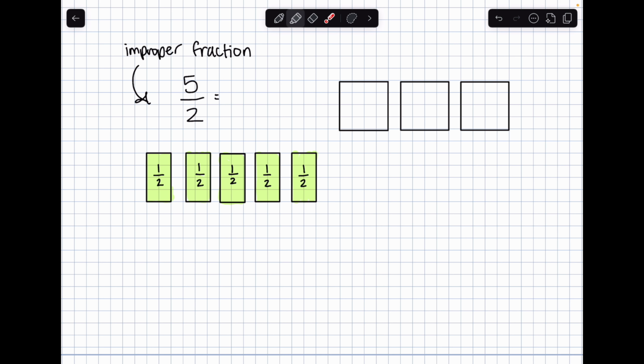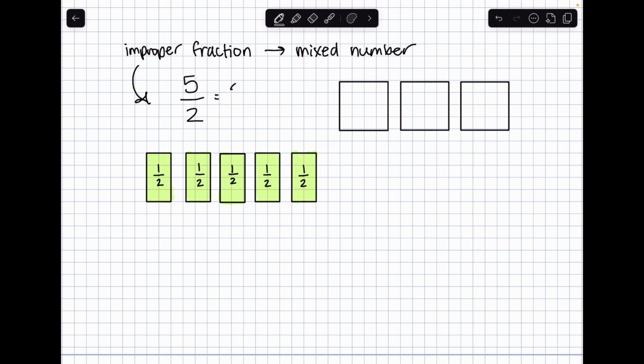So what we're doing when we take an improper fraction, we're putting it in a mixed number when we simplify that. So the first thing I have my students do is ask themselves, how many groups of 2 can I take out of 5? And if you count by 2s, you do 2, 4, and then you can't have another group because you go to 6.